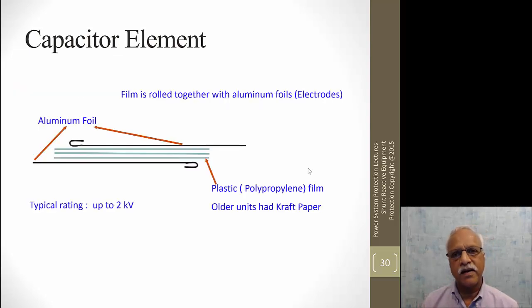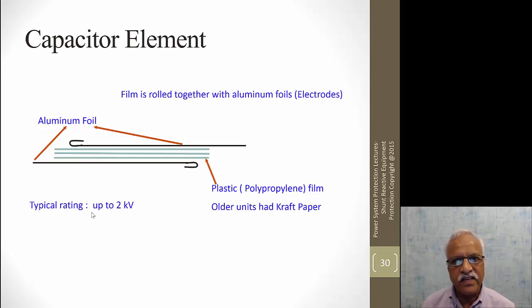And then if you look at a capacitor element, it is just aluminum foils with insulation between the two aluminum foils. Plastic film is used. Older units used kraft paper. I think this is extinct now. And then the element voltages are typically around 2 kV. It could be a little bit higher than that. These are the typical ranges, and that is how they are designed.